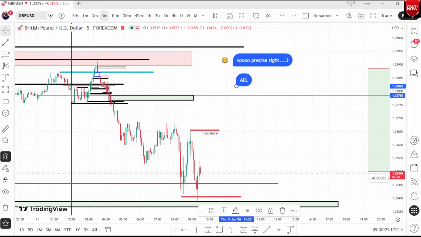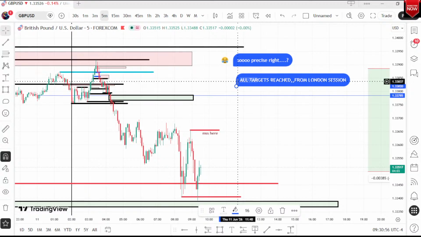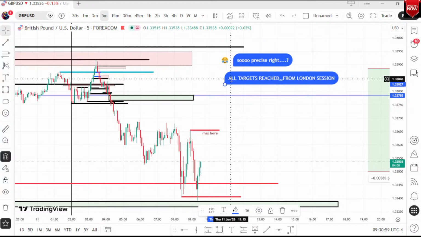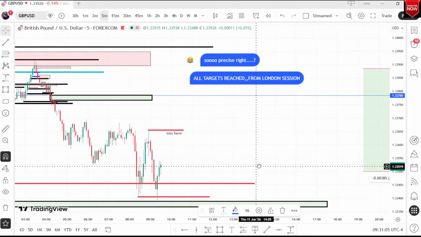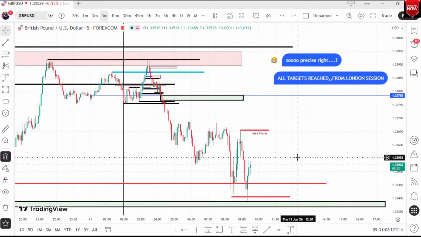All targets reached from London session. So you have seen how we have actually managed these trades from London session, then straight to New York session. You've seen how price actually went, and it was just so precise.